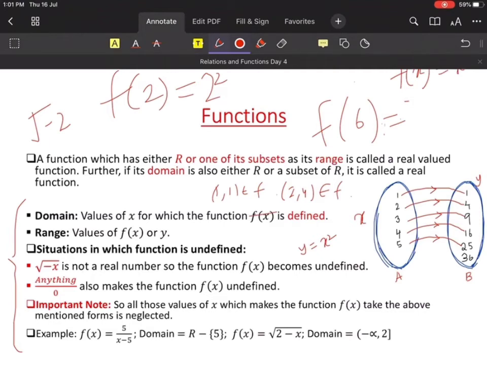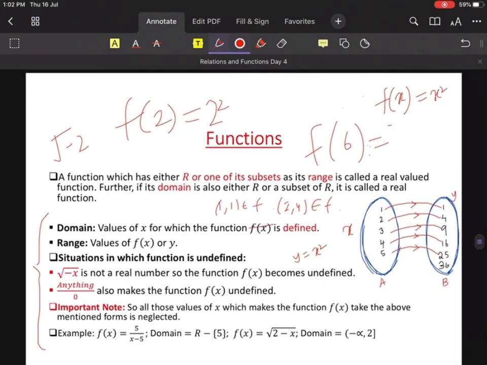Fine, I will tell you the exception. The exception is 0 by 0. 0 by 0 is not undefined. But you should know that for the moment you think of anything divided by 0 as undefined. Am I clear? So anything by 0 also makes the function undefined. So which two things make the function undefined? One is square root of a negative number and the other one is anything divided by 0. Understood? Yes, sir.